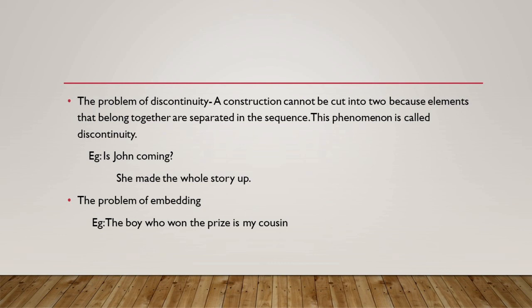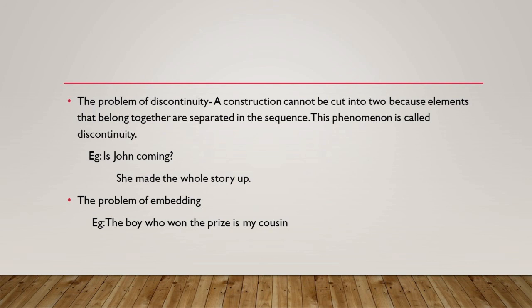The simple sentence, John is coming. And this interrogative sentence is just a derivative of that. So, actually, is and coming should go together, and John should be separate. But IC analysis cannot show is coming together and John separate, because John in this sentence comes between is and coming. So there is a problem of discontinuity there.